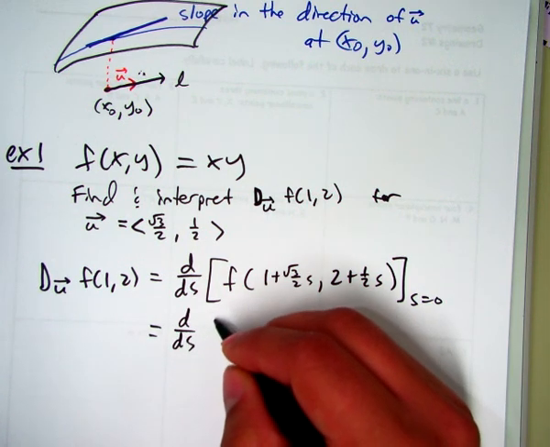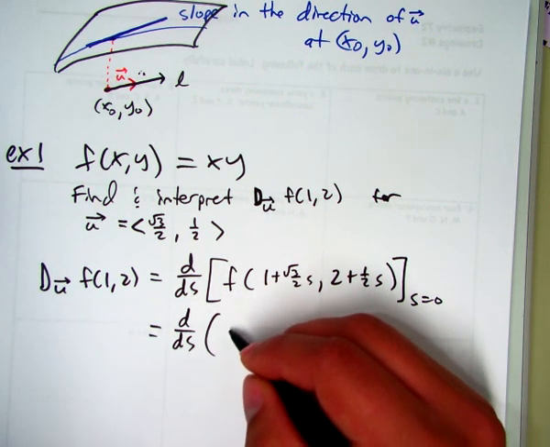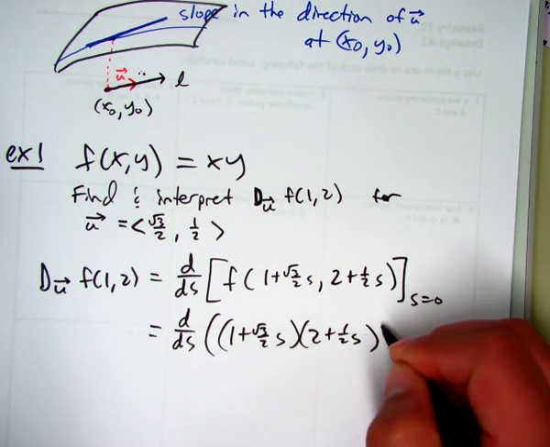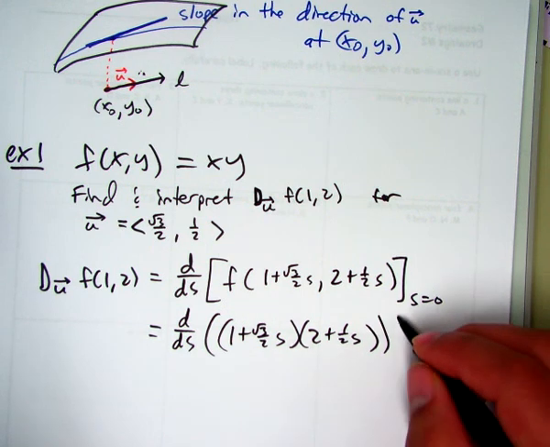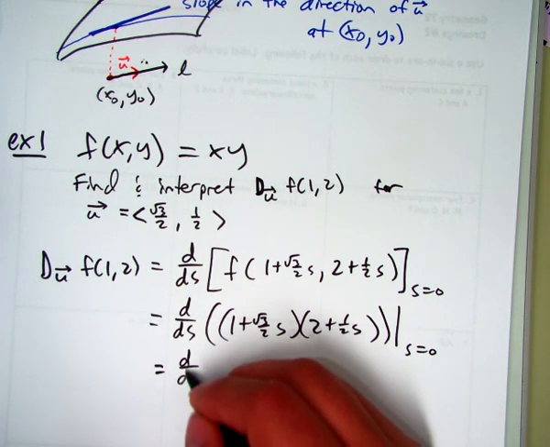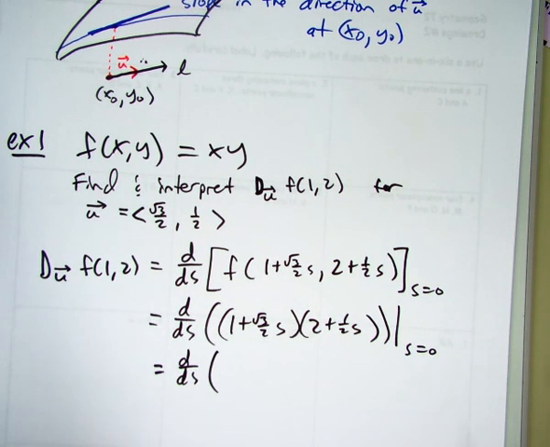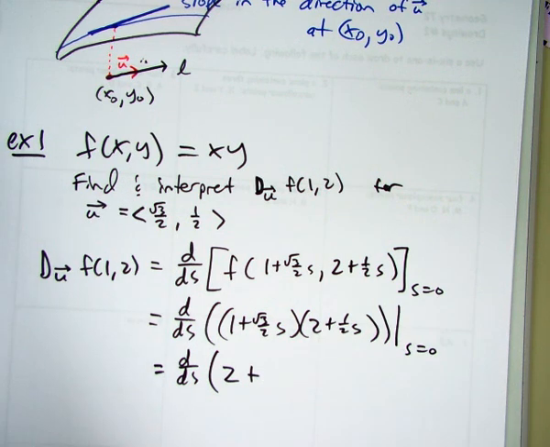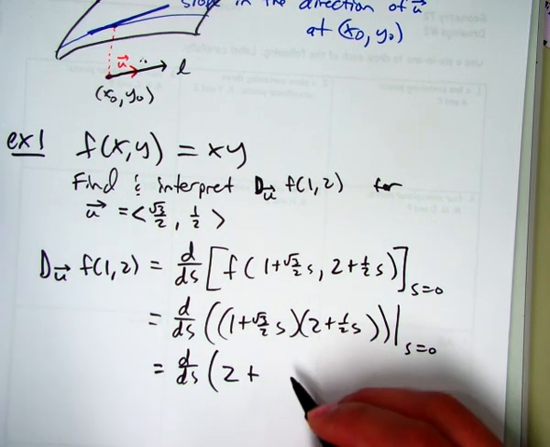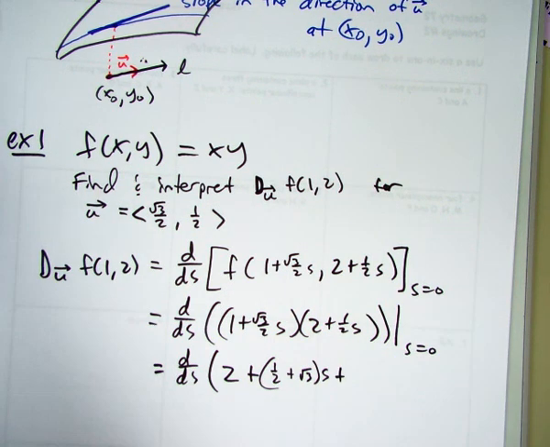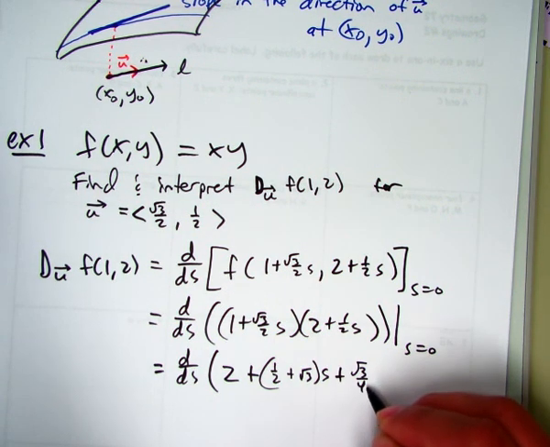d/ds of (1 plus root 3 over 2 s) times (2 plus 1/2 s). We're still going to do s equals 0 eventually. Multiply that out. We get 2 plus, the middle terms have an s in common, and it would just be (1/2 plus root 3) s. And then the last term will be root 3 over 4 s squared.